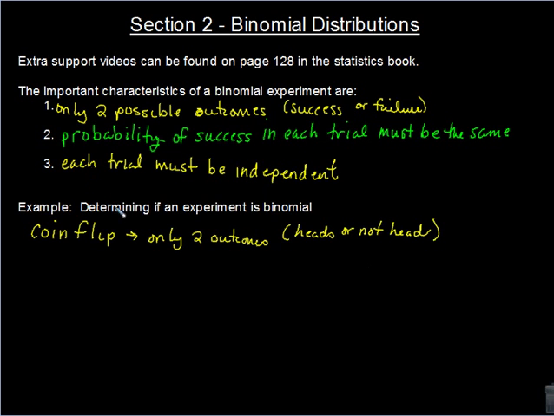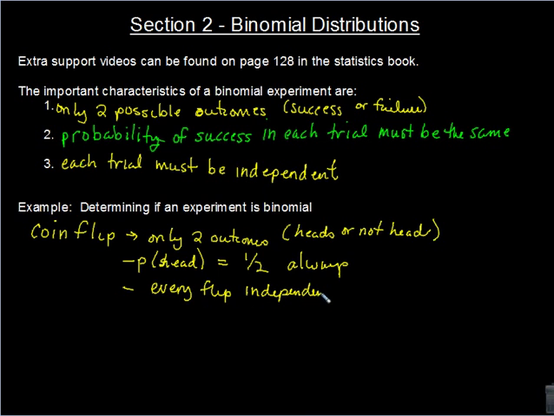Okay. The probability of a head, no matter how many times I flip the coin, is always 1/2. Right? At the 17th time I flip the coin, it's not going to suddenly change and be 1/4 or something. The probability will always be 1/2 to get heads. And then every flip is independent. I flip a coin this time, it does not affect the outcome of the next time I flip a coin. So far, okay? So that is binomial.